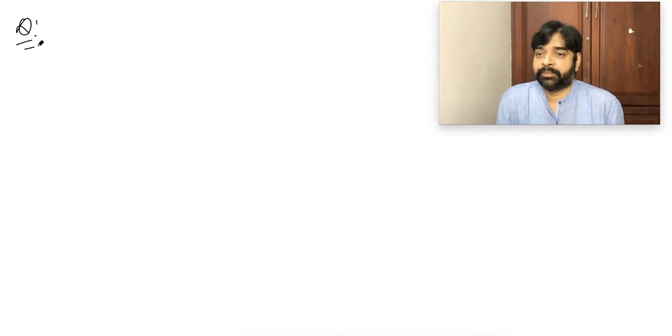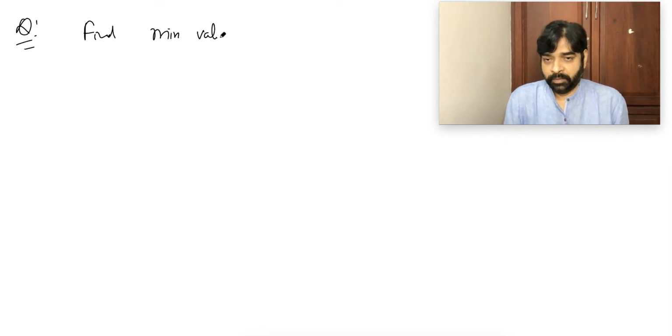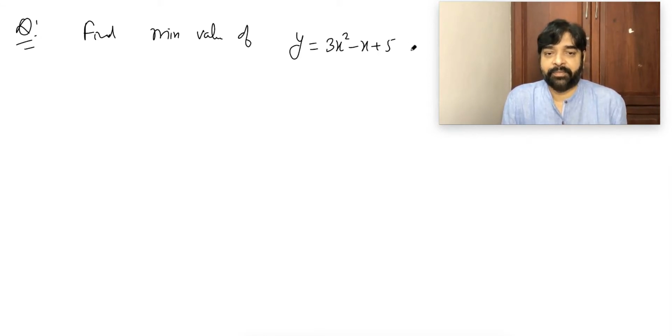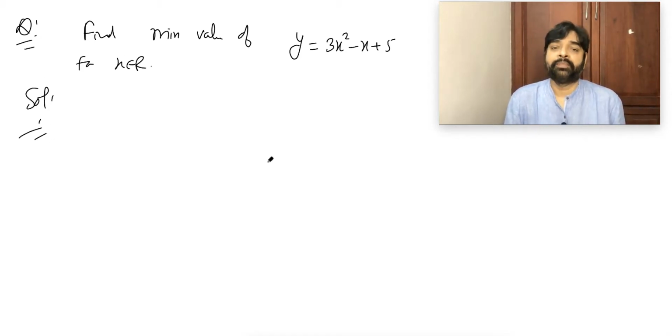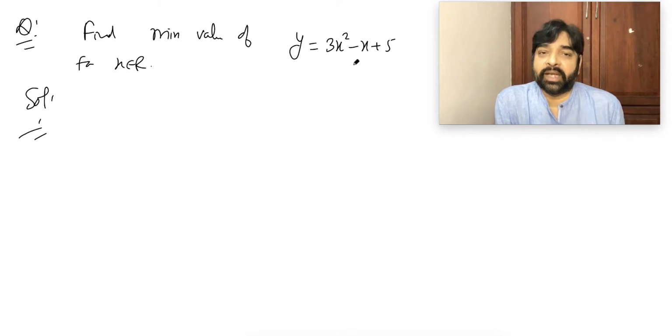Simple question. Suppose they say, find the minimum value of y equal to 3x square minus x plus 5, for x belongs to real numbers. Okay. Minimum value. Whenever you have to get it, can I draw the graph? Let's do it. Watch it carefully. Can I draw the graph? Yes, we can draw. Very simple.